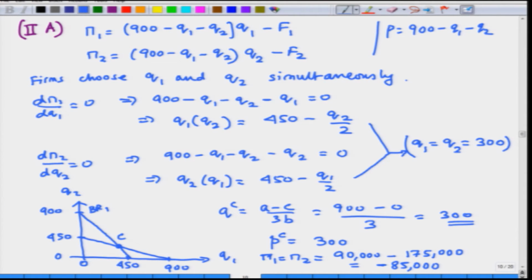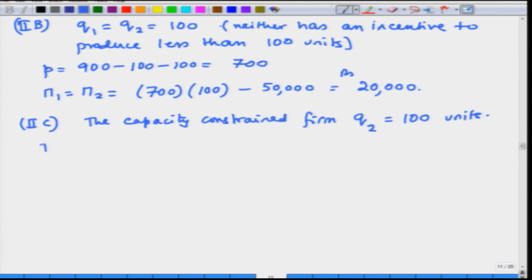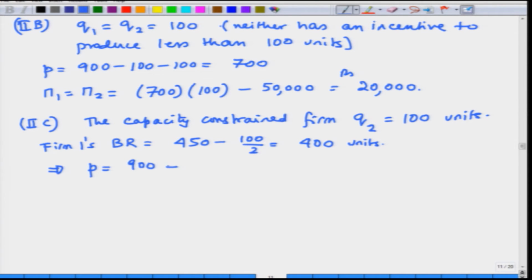So, if firm 2 is producing 100 units, firm 1's best response is 450 minus 100 by 2, which is 400 units, right. So, firm 1's best response is to produce 400 units. So, this implies that the price is 900 minus firm 1's output, which is 400, minus firm 2's output, which is 100. So, that is rupees 400 per unit.